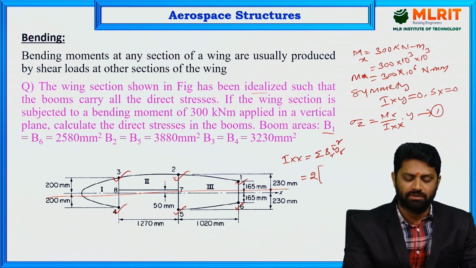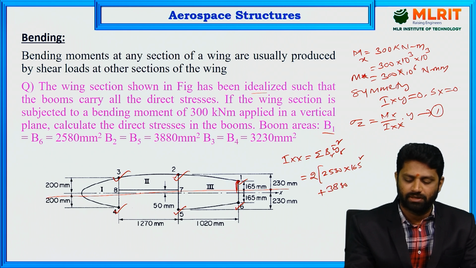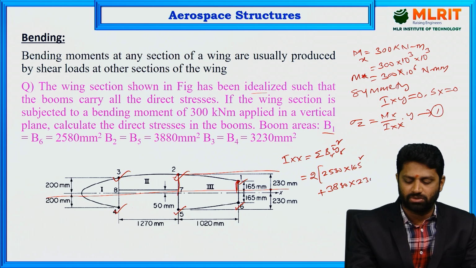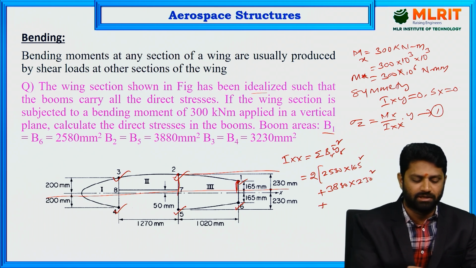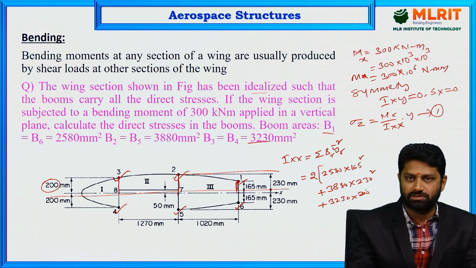So first, starting with boom area 1, that is 2580 into the distance y bar square. From here to here the distance is 165, so we'll write 165 square, plus next coming to boom 2 area, that is 3880 into the distance from here to here, which is nothing but 230. So we'll write 230 square, plus the third boom, whose area is 3230, and its y distance from here to here, the centroid, is nothing but 200 mm. So we'll write 200 square.